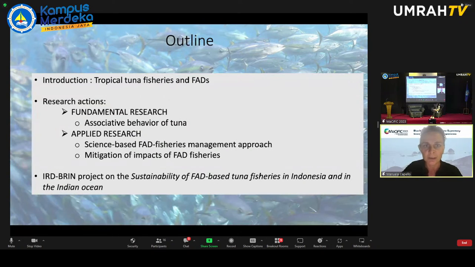This is the outline of my talk. First I will introduce the topic on tropical tuna fisheries and fish aggregating devices, or FADs. Then I will show you some of our research actions concerning fundamental research and also applied research. And I will end with a recent project between IRD and BRIN on the sustainability of FAD-based tuna fisheries in Indonesia and in the Indian Ocean.